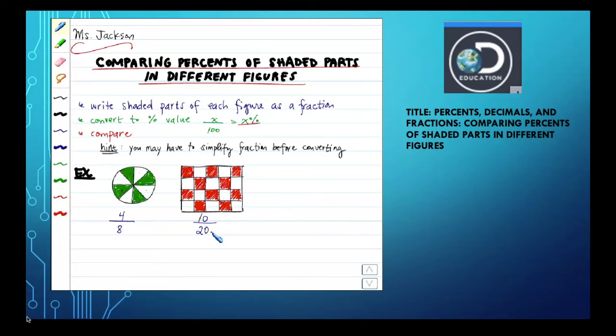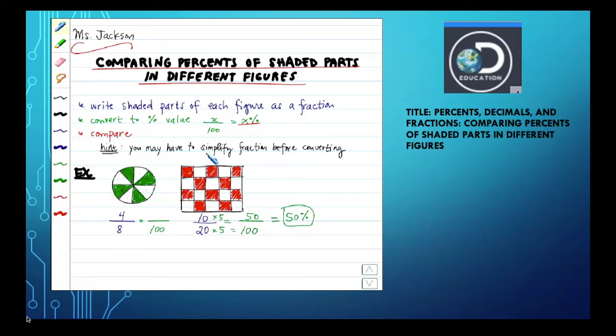Alright, so now we have our fractions, we want to convert to a percent value. So we want a fraction that has 100 in the denominator. Well, in this fraction right here, let's do this one first. All we have to do is multiply 20 by 5 and we get 100. So we multiply the numerator by 5 and we get 50, so this is equal to 50%. Well, what about this one?